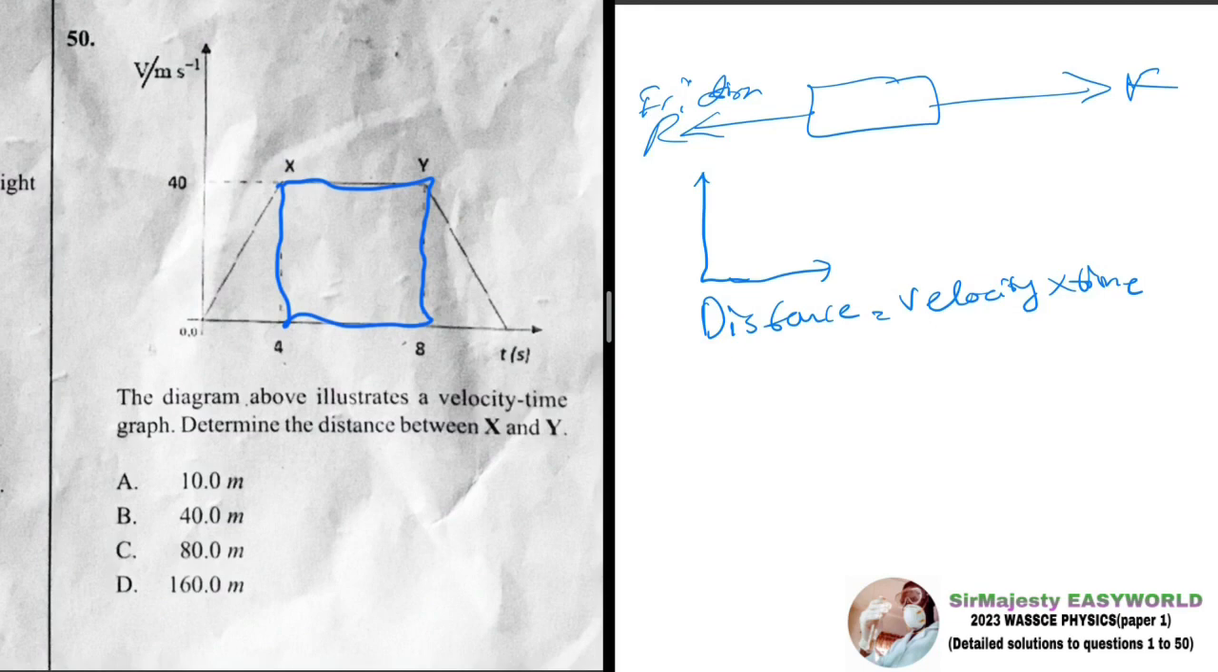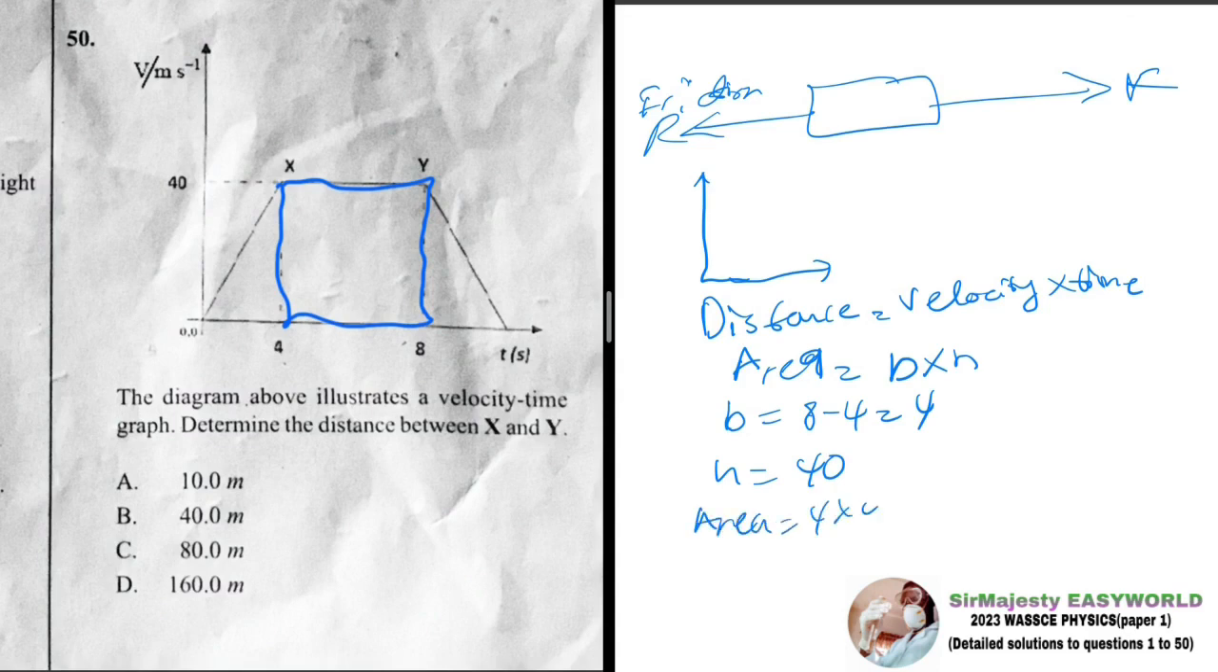So to find the distance here, we're going to find the area. Just like when we're doing velocity divided by time, that's slope, to do velocity multiplied by time here, we have to find the area. So the area of a rectangle is given as base times height, and our base here is the distance from here to here, that's 8 minus 4, that's 4, while our height is from here to here, that's 14. So the area of this shape here is given as 4 times 14, so that's 160 meters. So the final answer here is 160 meters.